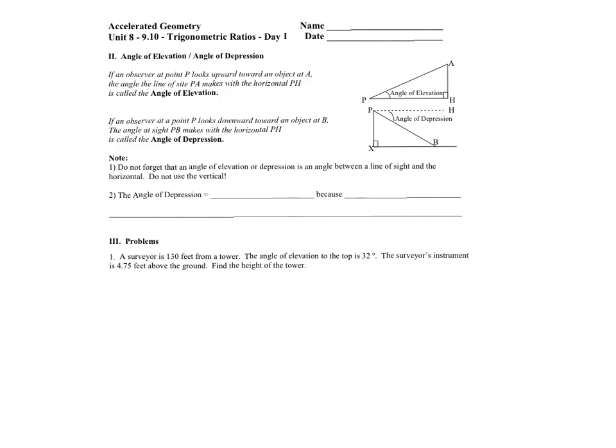Now that we've learned how to find missing angle measures of right triangles using inverse trig functions, some great word problems that involve using inverse trig functions are angle of elevation and angle of depression problems.